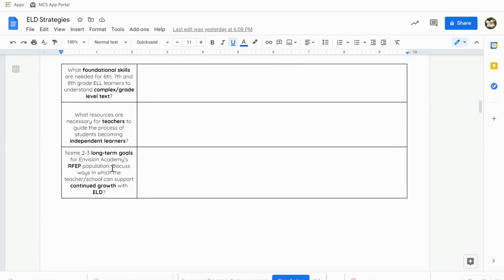Next, I would like you to name two to three long-term goals for Envision Academy's RFEP population. So again, I want to make sure that we do not see a dip from those students going back into the hole if we have already reclassified them and said that they have some pretty good English development skills. We want to make sure that we strengthen those and keep them and push them, if possible, closer to our EO students. So what are some goals that we can have for these kiddos in order to make sure that they stay successful? And discuss ways in which the teacher, you, and the school can support continued growth with ELD.